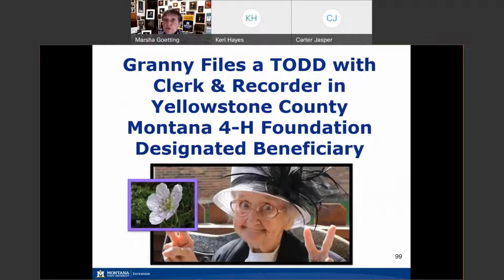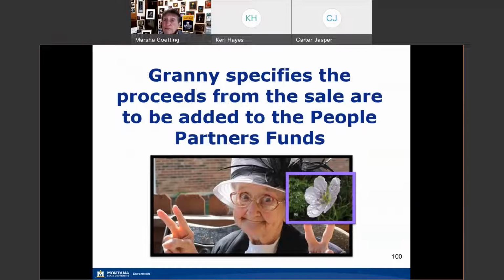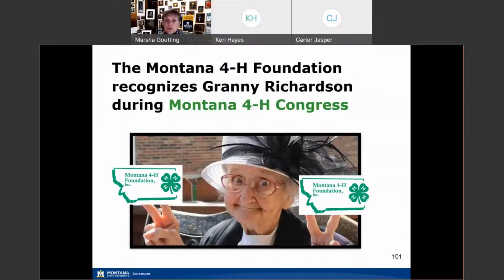So what Granny Richardson could do is file a transfer on death deed for the apartment complex with the Yellowstone Clerk and Recorder. And she makes the 4-H Foundation the designated beneficiary. And then she is specific when she gives the check. With the TOD, she wants the proceeds to be used for the People Partners grants.